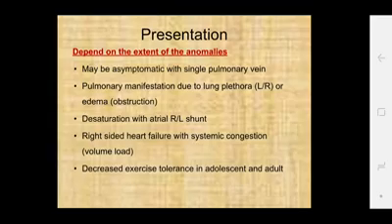Sometimes there is desaturation with the development of pulmonary hypertension and right to left shunt across a PFO or small ASD, right side heart failure and systemic congestion, or cyanosis with severe irreversible pulmonary hypertension, usually with age, and also decreased exercise tolerance due to right ventricular failure.